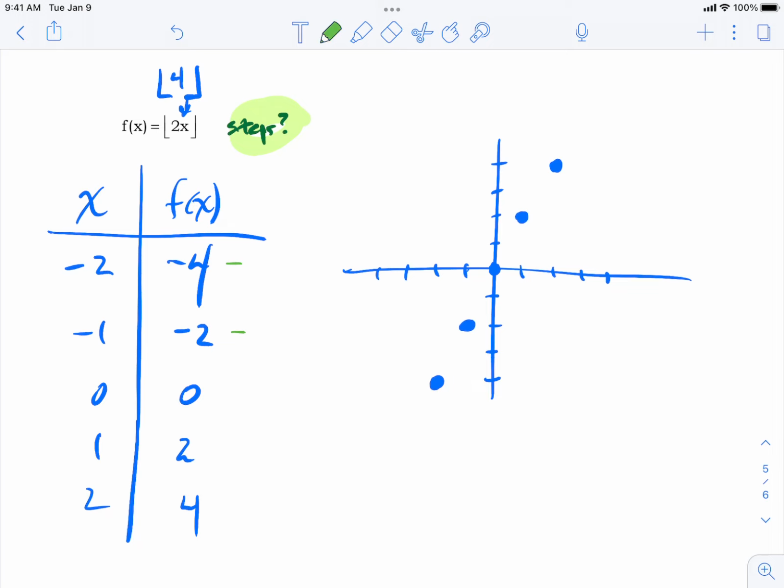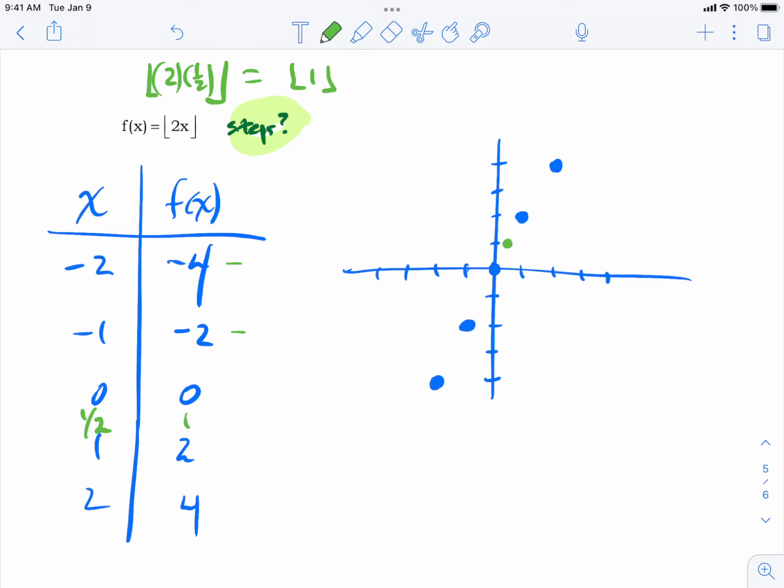What I'm going to do is plug in some more values. How about if I plug in something in between 0 and 1? What happens if I plug in a 1/2? I've got 2 multiplied by a half. Well, 2 times a half is 1, and if I round a 1 down, I get a 1. Aha, see? So when x is a half, I get this.